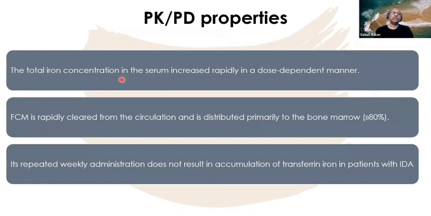The concentration of iron in the serum is increased rapidly in a dose-dependent manner. It is rapidly cleared from circulation and distributed primarily to the bone marrow. About 80% goes to the bone marrow. And repeated weekly administration does not result in accumulation of transferrin iron in patients with iron deficiency anemia. So if you give it without iron deficiency, problems can occur and it should probably not be used.